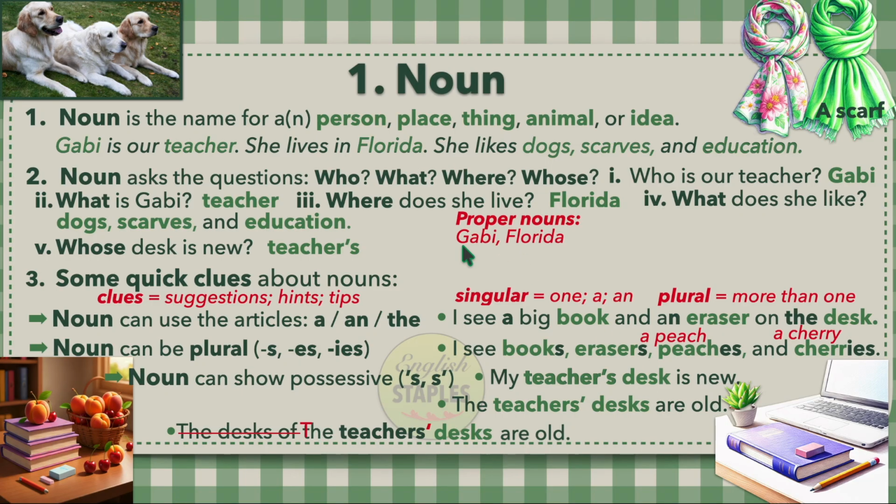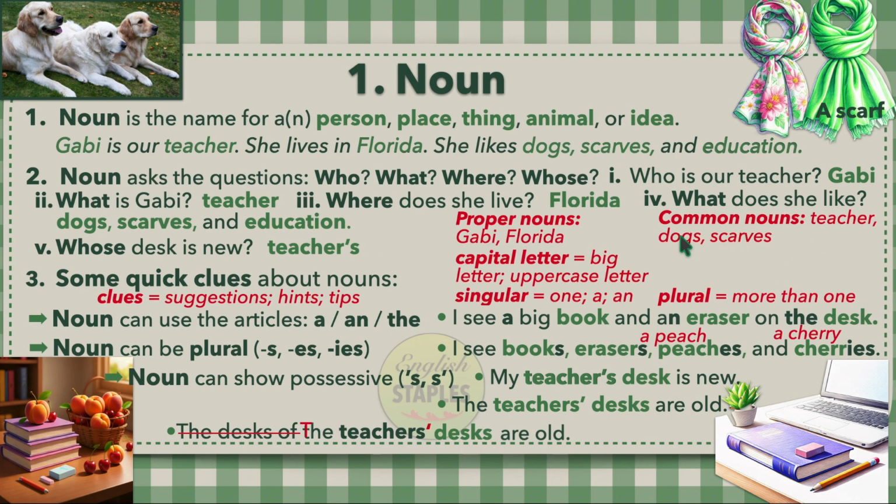Proper nouns. When nouns begin with capital letters, which are big letters or uppercase letters, like G for Gabby, F for Florida. This is the name of a person. This is the name of a place. So they start with a capital letter. The other nouns, like teacher, dogs, scarves, education, those are common nouns, and they start with common letters, small letters, or lowercase letters.